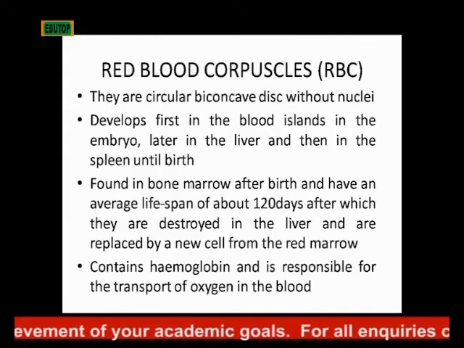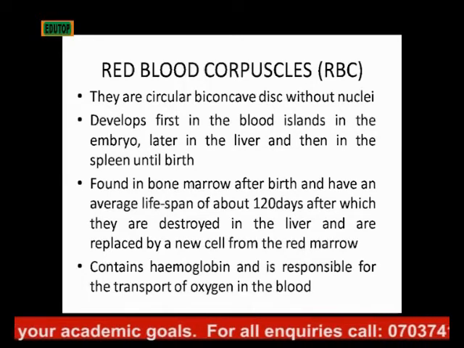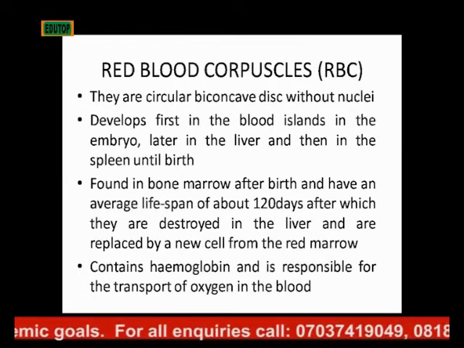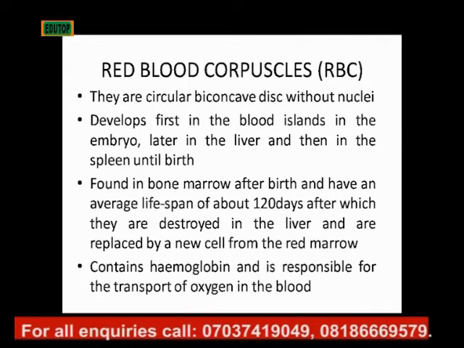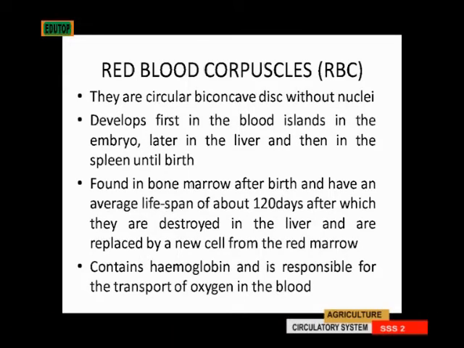The red blood corpuscles are circular biconcave discs without nuclei. They develop first in the blood islands in the embryo, and then you find them later in the liver and then in the spleen until birth. Red blood corpuscles are also found in bone marrow after birth and have an average lifespan of about 120 days, after which they are destroyed in the liver and are replaced by new cells from the red marrow. The red blood cells contain hemoglobin and are responsible for the transport of oxygen in the blood.